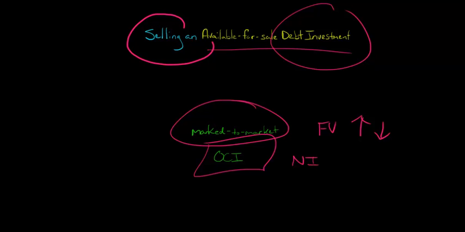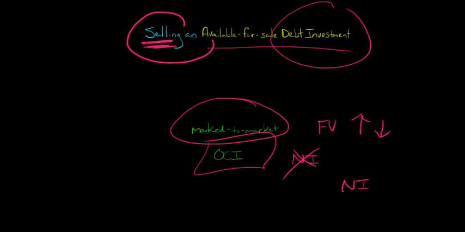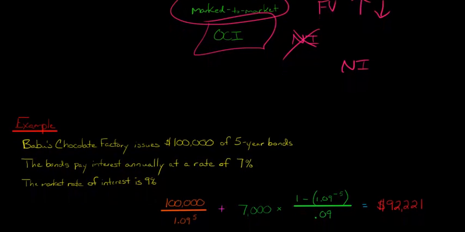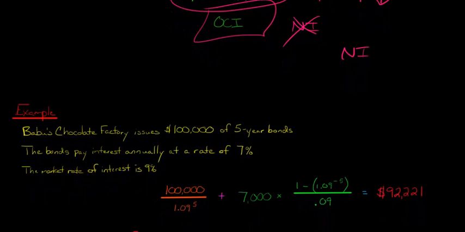They do not affect net income. They don't go to the income statement. However, when you actually sell the available for sale debt investment, then you have a realized gain or loss potentially that will go to net income. So I want to give you an example of a debt investment where we sell the available for sale security and have an unrealized gain or loss to show you how it works.